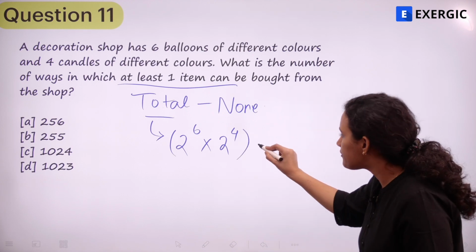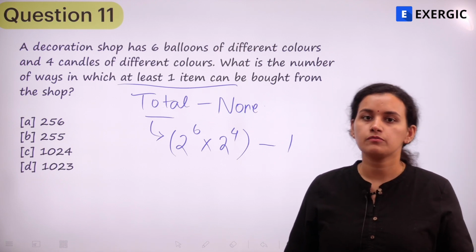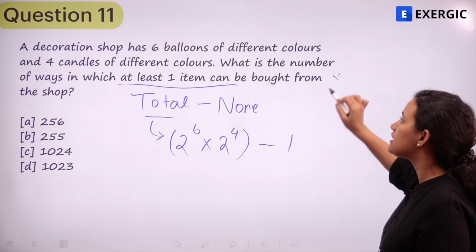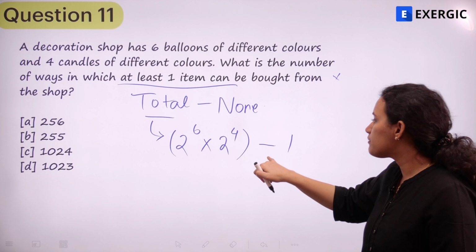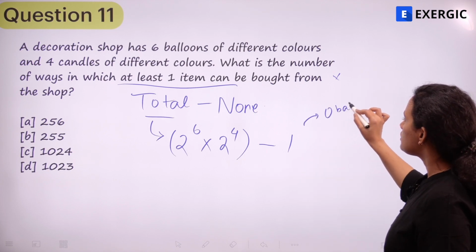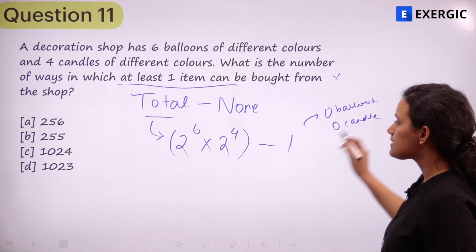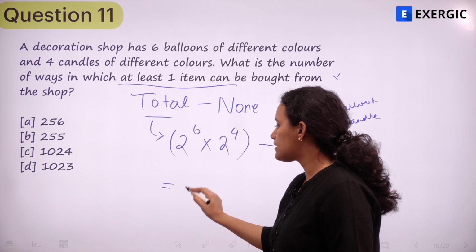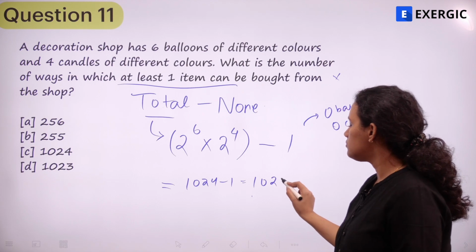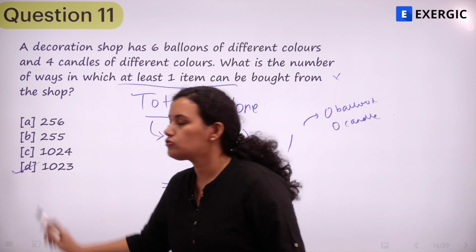And then I'm going to subtract that case where I am selecting no balloon and no candle, because that's not acceptable. Because my question is saying what is the number of ways in which at least one item is bought. So I will remove the possibility of selecting 0 balloon or 0 candle. And this is nothing but 2 raised to the power 10, that is 1024 minus 1. So 1023. So the answer is going to be 1023.